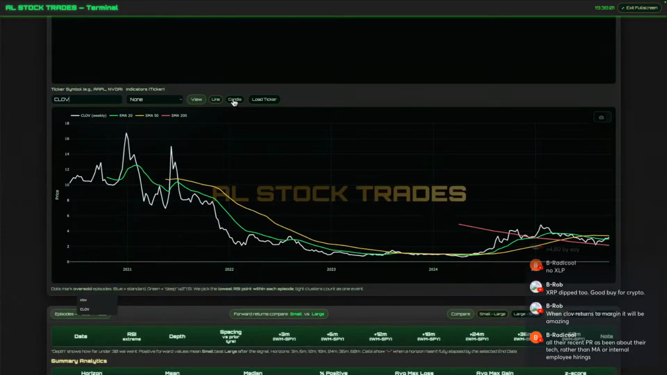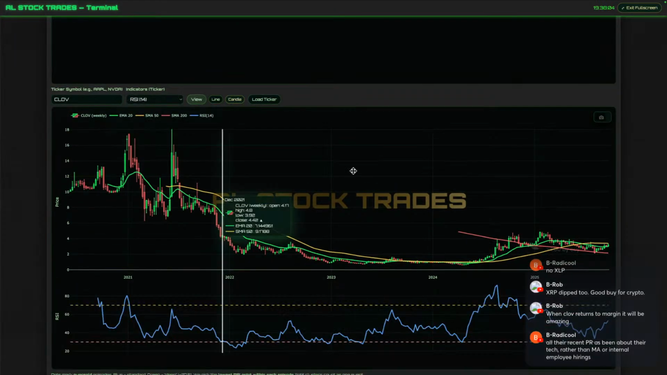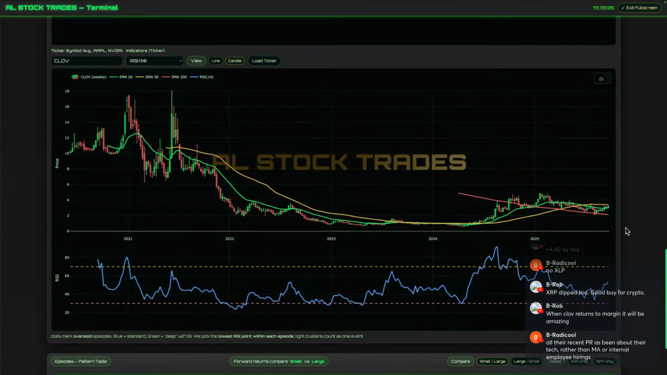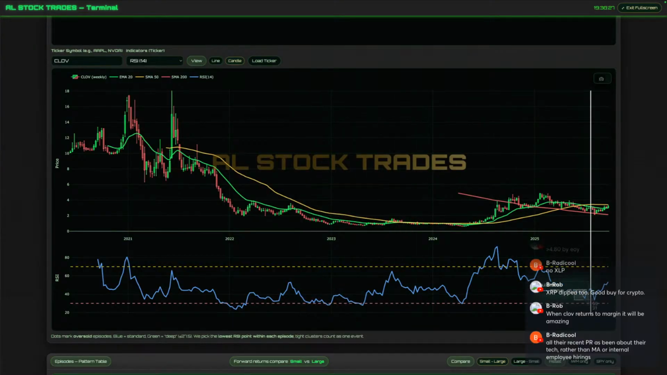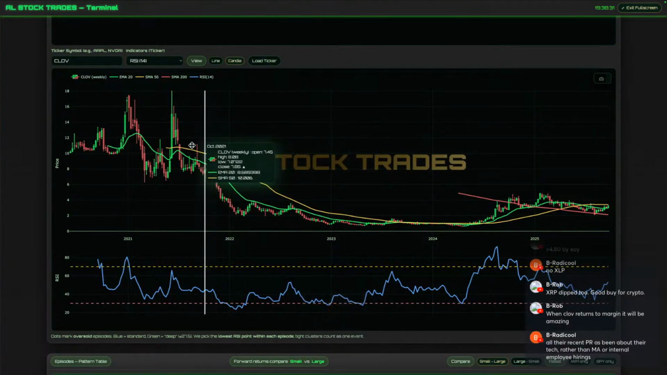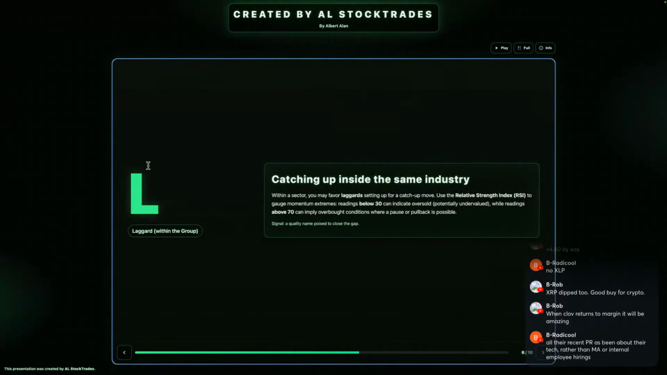Okay, let's go ahead and open up candle mode. Let's open up RSI. You can see from the perspective of when Clover started dropping, the majority of the time the RSI was in very low territory. This is a great time to get it, right? It was a great time to buy Clover Health because the prices were low. And this has been a great time to buy because it was low here as well. So, yes, it passes, right?